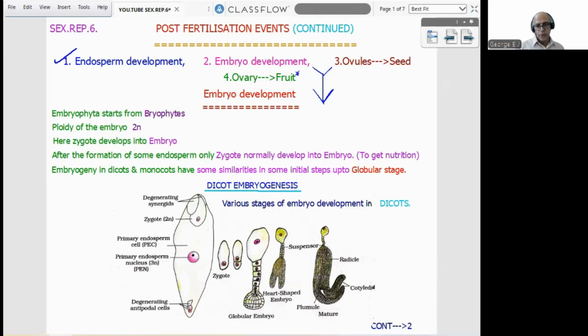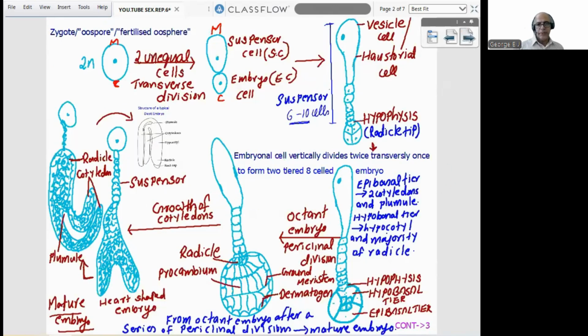Then embryogeny in dicot and monocot, similar up to the globular stage. Then dicot embryogenesis: division of the zygote into unequal cells, the suspensor cell and the embryo cell, the posterior or vesicle cell, hypophysis. Then the embryonal cell divides vertically twice and transversely once to form a two-tiered 8 cells. The epibasal tier forms 2 cotyledons and plumule; the hypobasal tier forms the hypocotyl and the majority of the radicle. Division continues and different layers form, like ground meristem, dermatogen, procambium, radicle. Then it enters the heart shape, finally the mature embryo with 2 cotyledons.